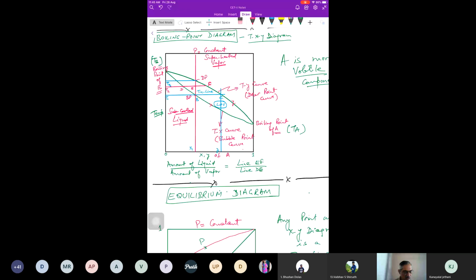x is the mole fraction in the liquid, and y is the mole fraction in the vapor.